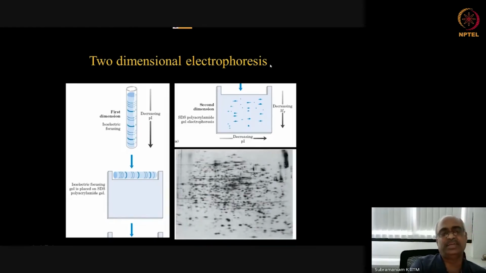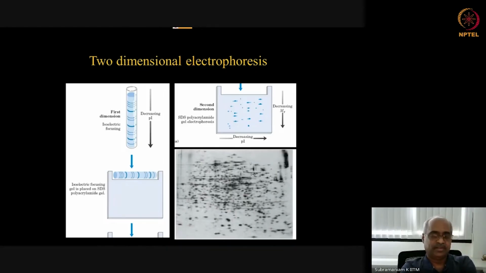Okay, first dimension separation is based on pI, and this method is called isoelectric focusing, and the second dimension is based on the molecular weight, and that is SDS-PAGE. So this isoelectric focusing coupled SDS-PAGE is what we call two-dimensional electrophoresis. So this technique is very powerful in separating the protein molecules.